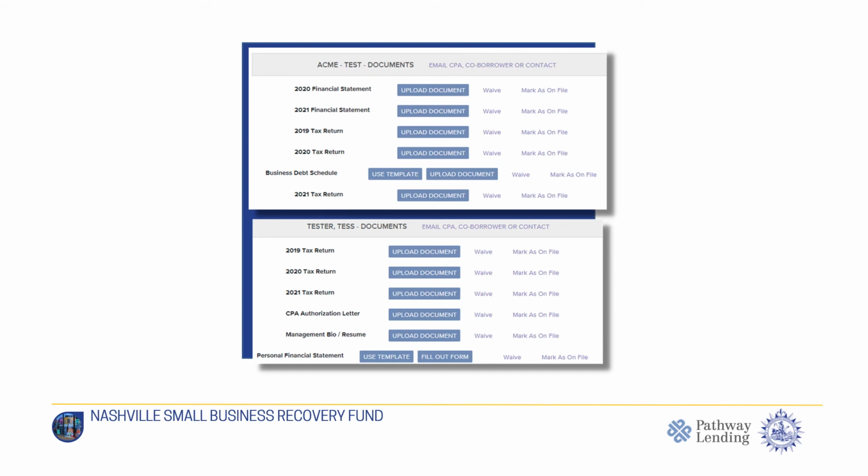Next and third is the debt schedule for your business. Fourth will be the articles of incorporation. Fifth will be the personal financial statement for each owner that has 20% or more ownership in the company. Next will be the personal tax returns for each, again, person that owns 20% or more of the business. And that will be your personal tax returns for 2020 and 2021.